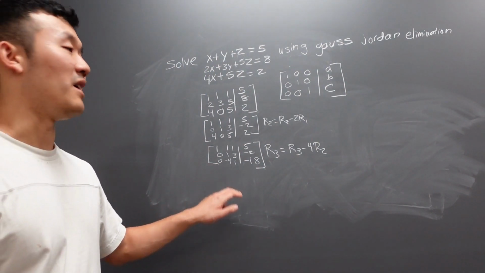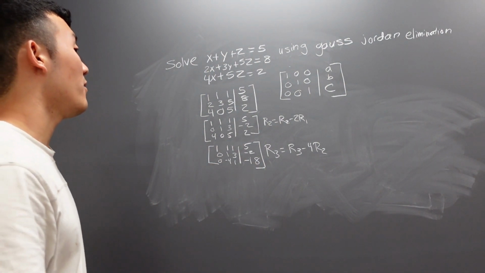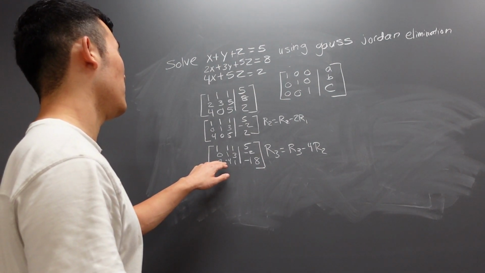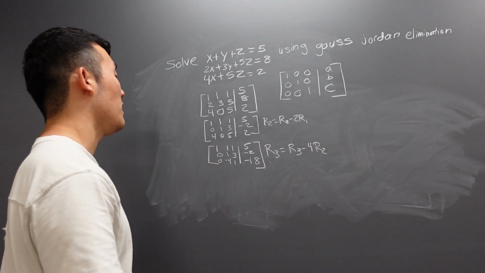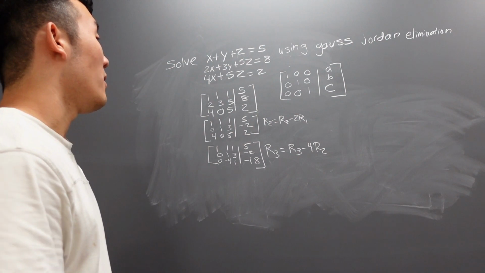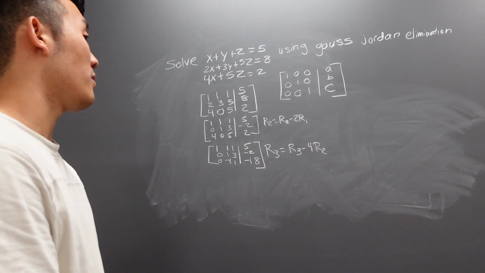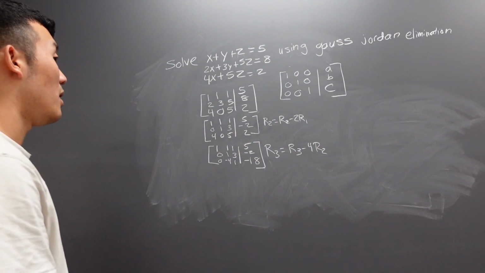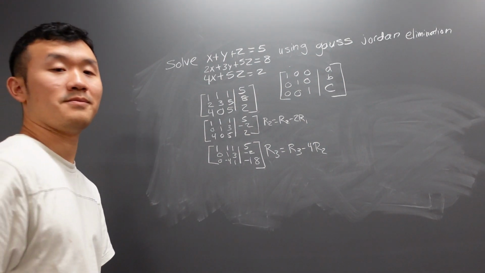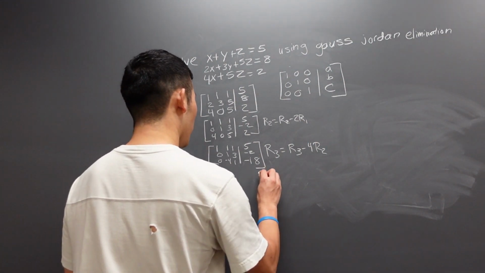Now we got a 0 over there. And now we want to have a 0 on this side over here. So let's replace that negative 4 with a 0. And what we can do is R3 is equal to R3 plus 4R2. Let me rewrite that again.